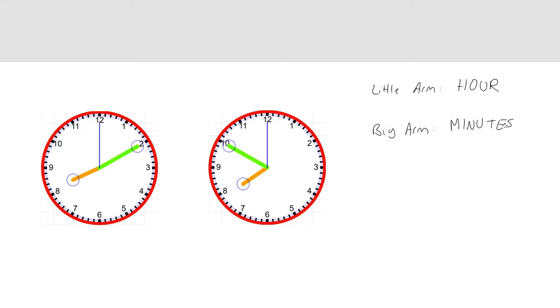There'll also be another arm on an analog clock, a really thin arm, and that's going to be telling you the seconds. We'll call that the thin arm, which is blue in these pictures. Anyway, in these two pictures, the hour is 8 o'clock in both of them, but the minutes are different.